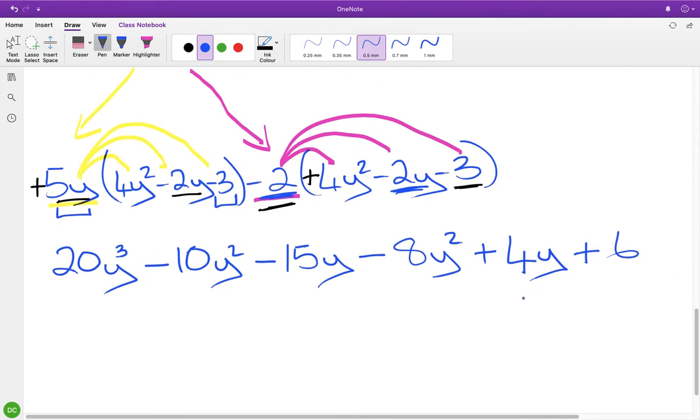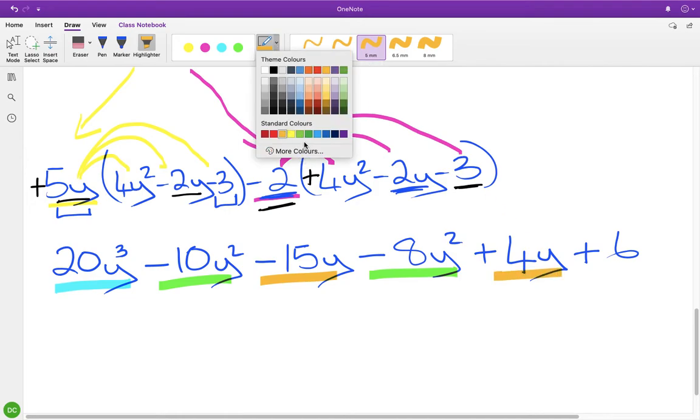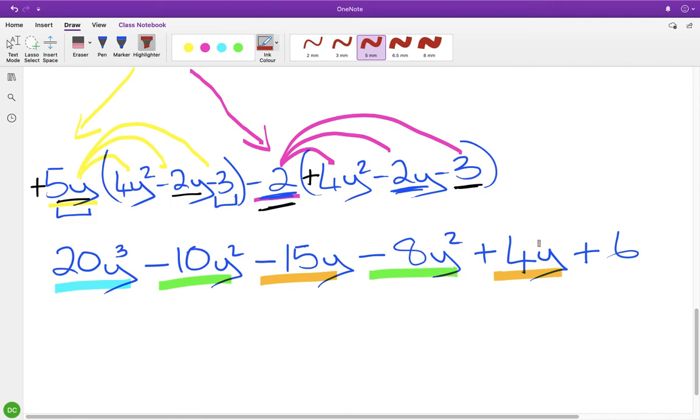Okay, so I have multiplied out, I have removed the brackets. So let's simplify. So I have a y cubed. I just have the 1. I have a y squared and I have another one. I have a y and I have another one. And pick another colour. The 6 is there, just by itself, the constant.